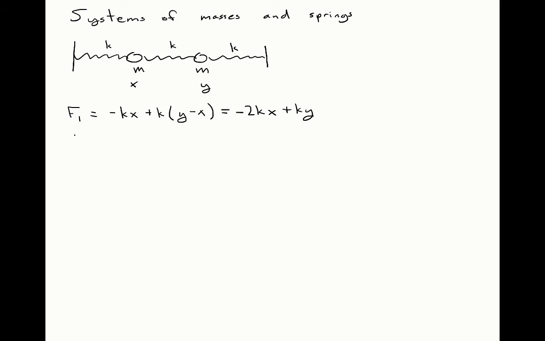Now to find the forces on the second mass, on the left we have this spring, which the force from that spring depends on the distance between y and x. And then the force from this spring just depends on y. So if you look at the signs, I'm putting the negative sign when the spring is on the left side, and the positive sign when the spring is on the right side. Now if we clean that up, we get kx minus 2ky.